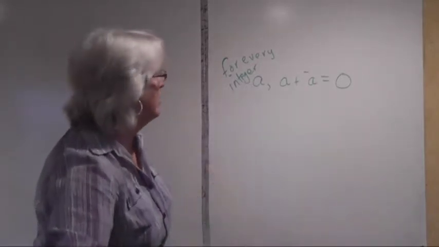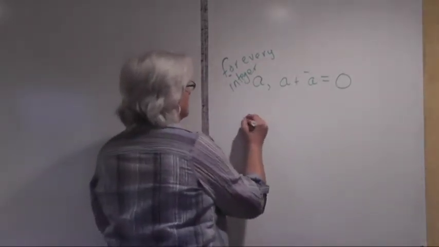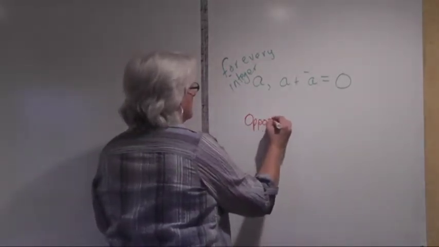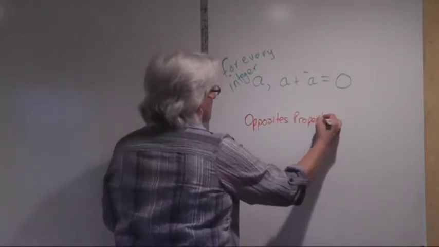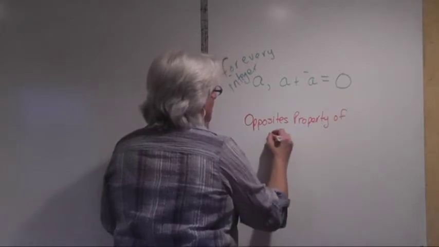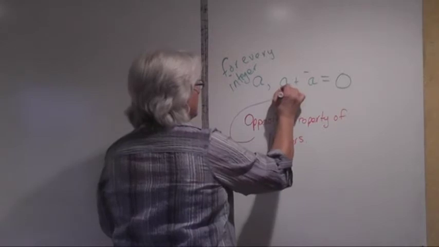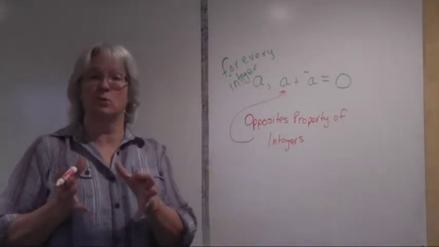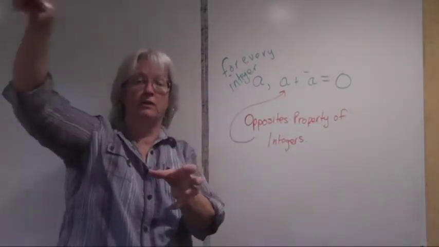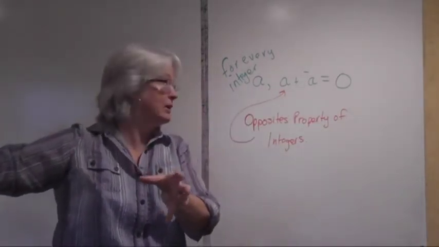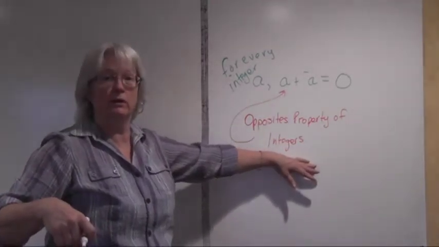And this is what they call the opposites property of integers. Whatever that integer is, if you take a number and its opposite, located the same number of units from 0 on the number line, and you add those together, you're always going to get 0.